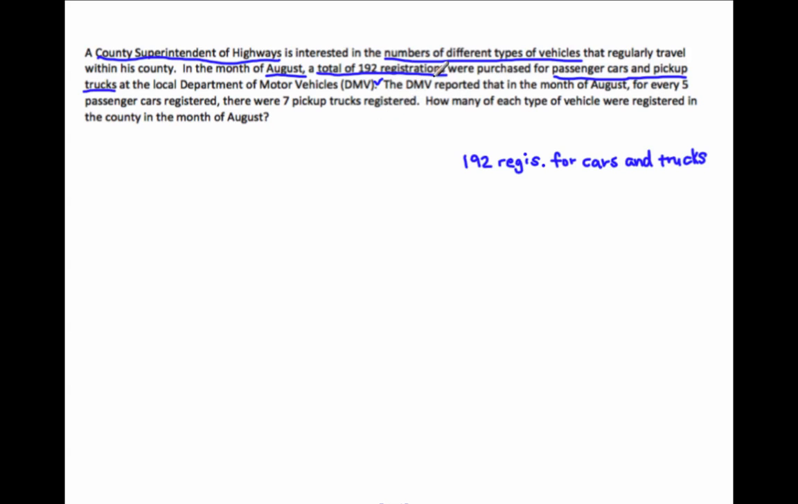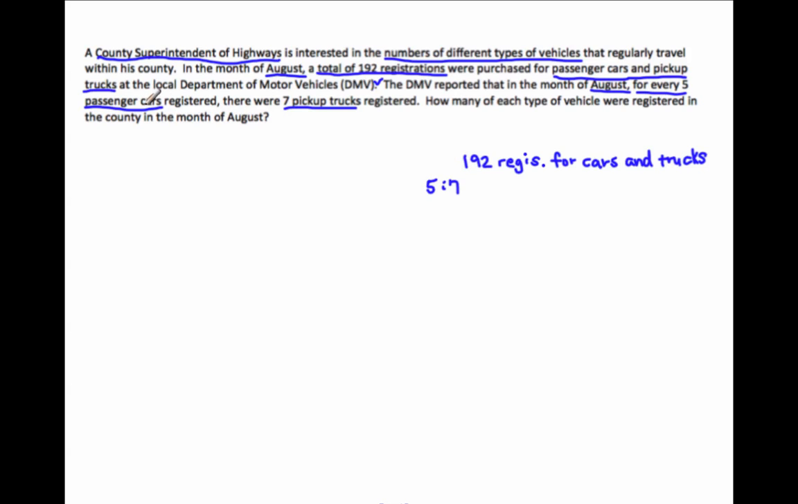Okay, next. The DMV, the Department of Motor Vehicles, reported that in the month of August, so again, same in August, for every 5 passenger cars registered, this is beginning to sound like ratio relationship language. So for every 5 passenger cars registered, there were 7 pickup trucks registered. So we have registrations. For every 5 passenger cars that were registered, 7 trucks were registered. So I can write a ratio in that order, 5 to 7.